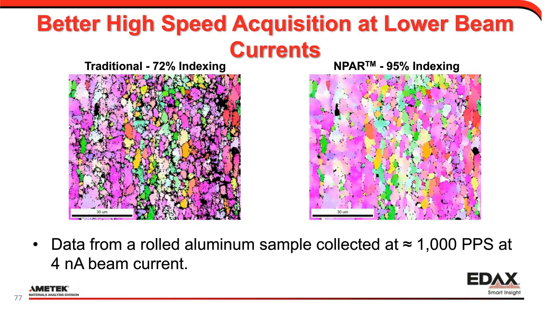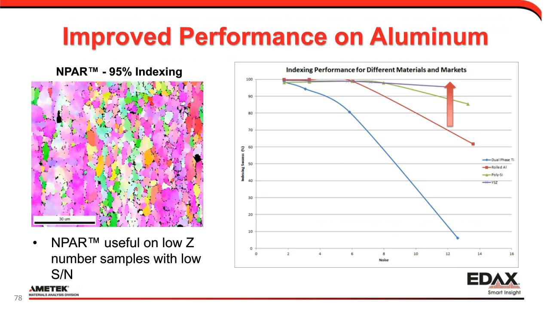And then this just kind of shows how different materials will perform differently. This chart on the right shows a dual-phase titanium, a rolled aluminum, a polysilicon sample, and a yttrium-stabilized zirconia. You know, for any sample, if you put in enough noise, eventually indexing falls off. But by applying NPAR, there's room for improvement on all different types of samples because it's a signal-to-noise problem.